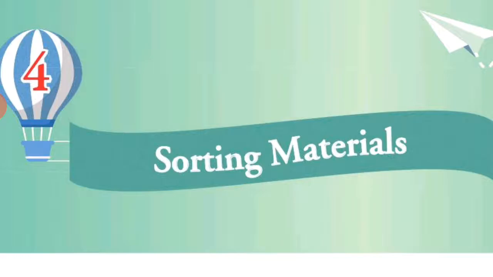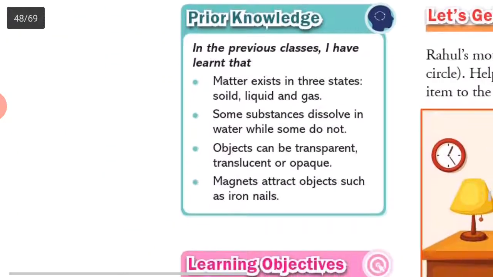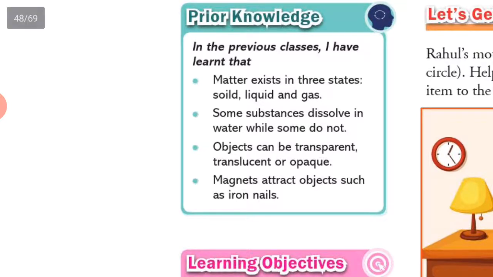Okay, let's discuss something more now. Matter exists in three states, we all know. It can be solid, liquid, and gas. Some substances will dissolve in water while some will not dissolve. We have already studied these. Objects can be transparent, through which you can see easily, translucent, partially visible, or opaque, cannot be seen on the other side. Magnets attract objects such as iron nails, magnetic materials.